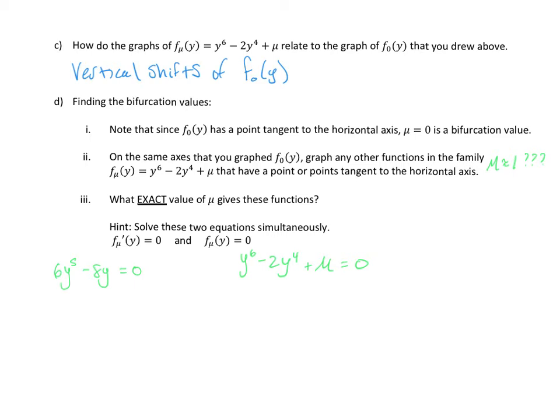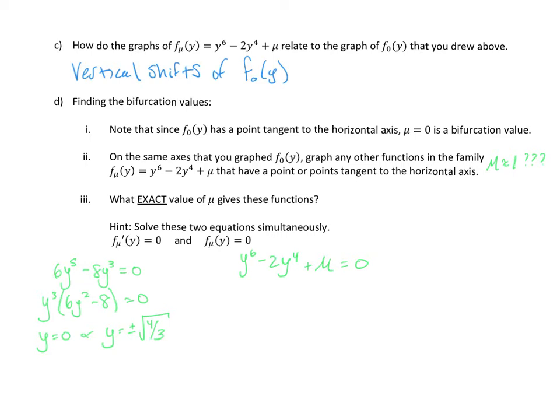So let's see, I'm going to factor out a y cubed. Oh, because this is 8y cubed. There we go. So if I factor out a y cubed, I'm left with 6y squared minus 8. And then either y equals 0 or y equals plus or minus the square root of 8 over 6, or 4 over 3. Okay, so now I have three values of y.